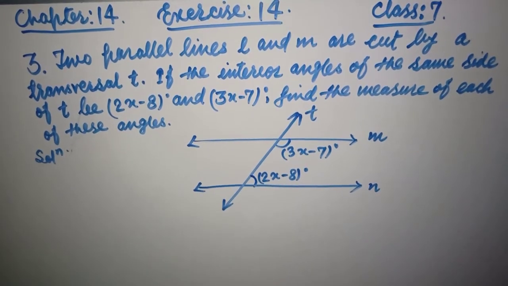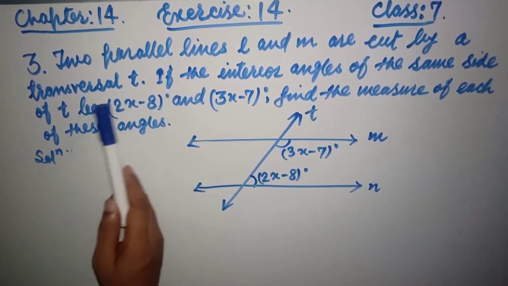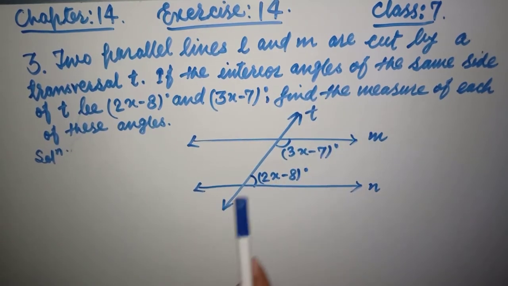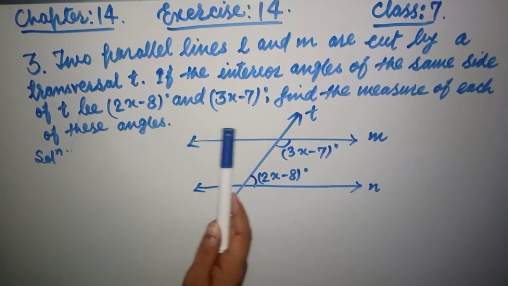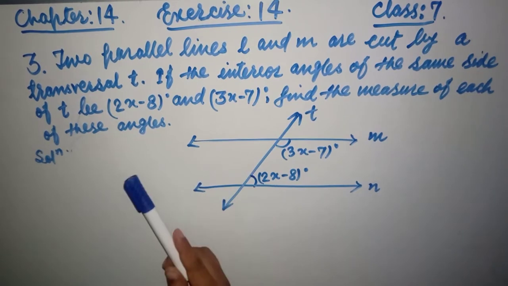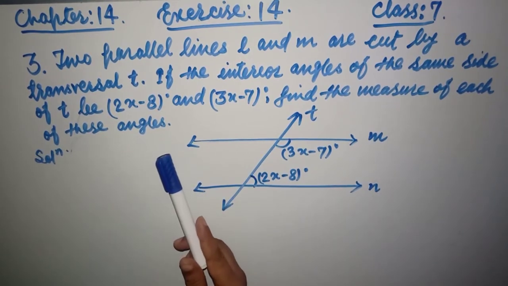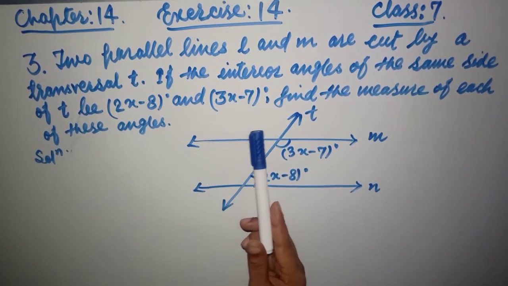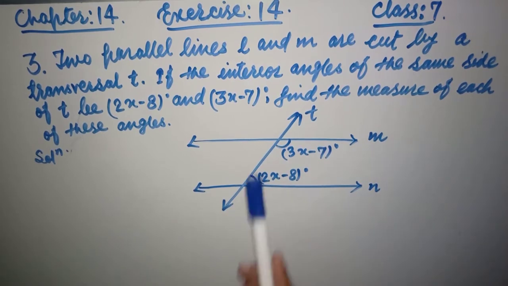Friends, in this video lecture we will discuss a couple of questions of exercise 14. So friends, let's get started. Here question number 3 says, two parallel lines L and M are cut by a transversal T. If the interior angles on the same side of T are 2x minus 8 degrees and 3x minus 7 degrees, find the measure of each of these angles.